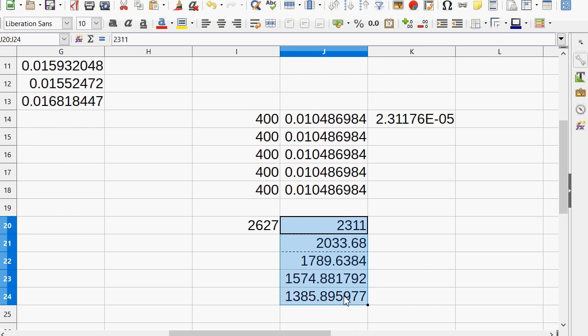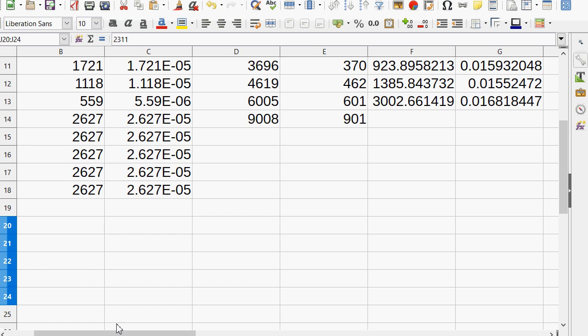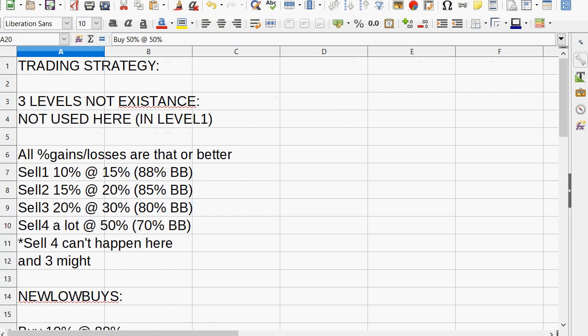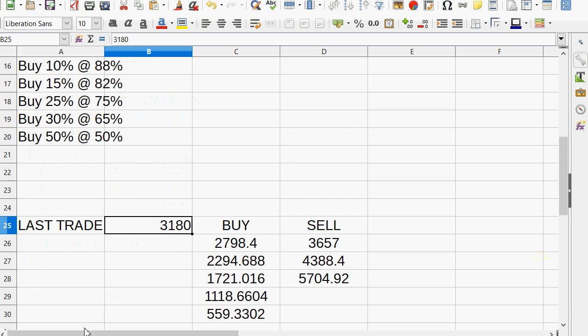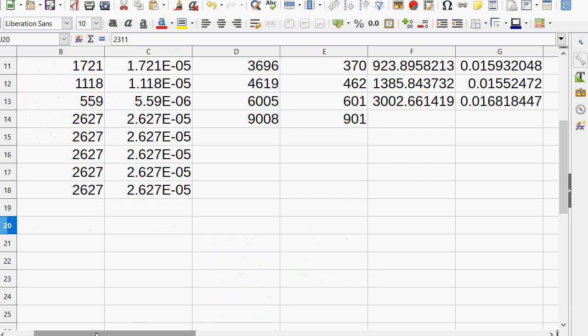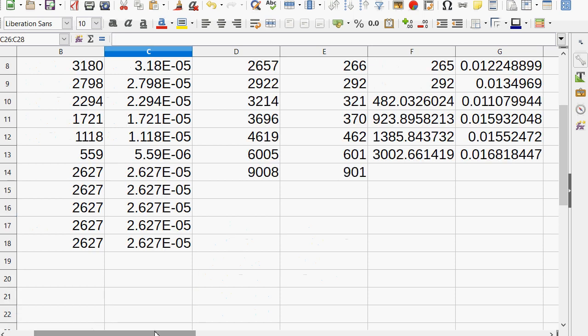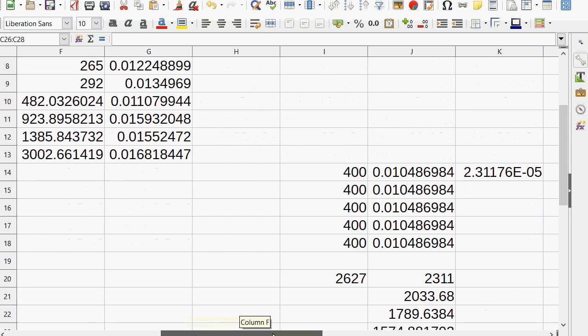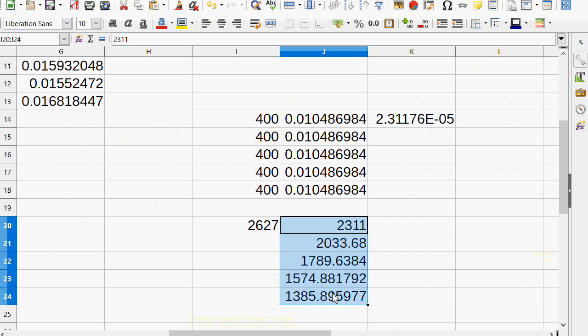And I'll put my buy orders in for such. Of course, that will be in the next video. What you're going to see when we go back to it, let's just... 2627 is a sell order in for 3,021. So one sell line and 5 buy lines in at these levels. So that will be in part number 2.